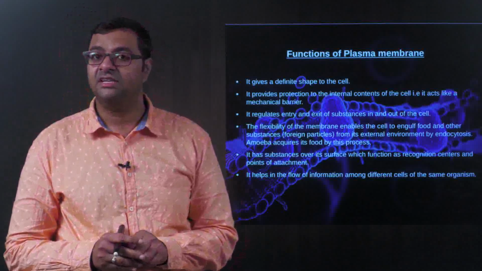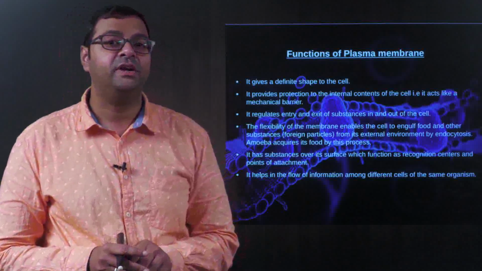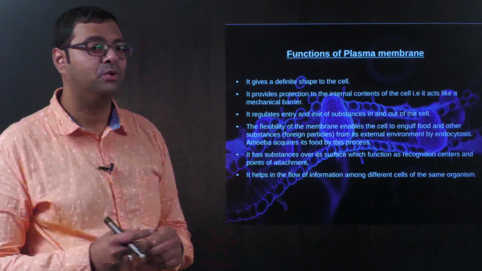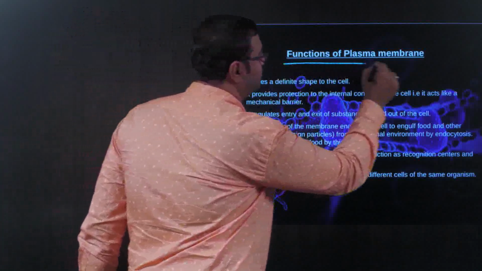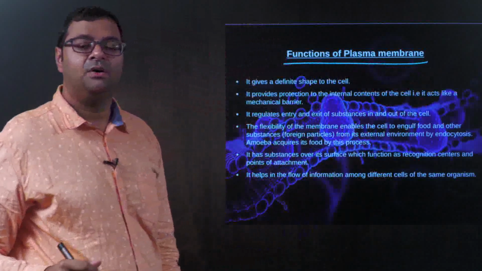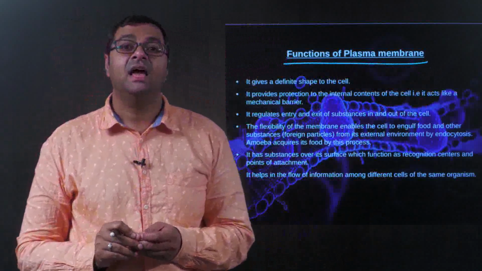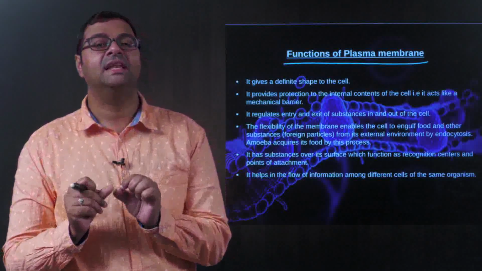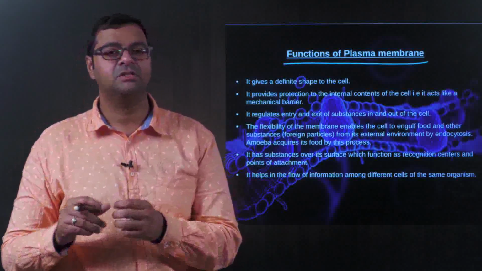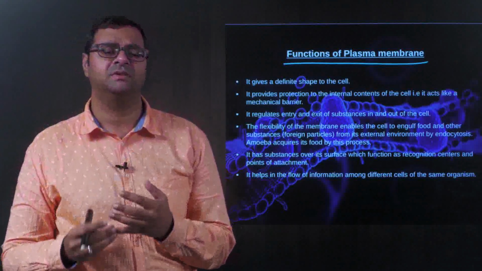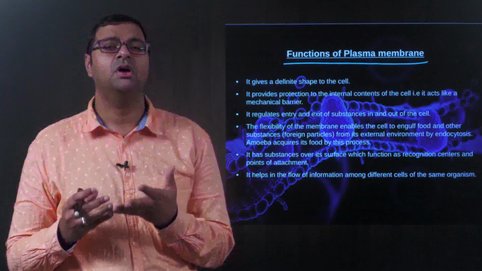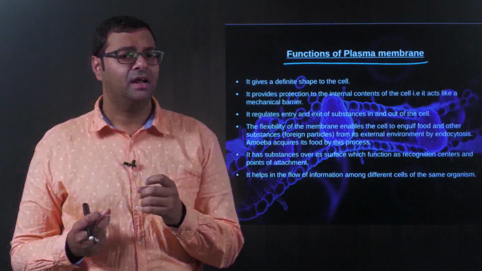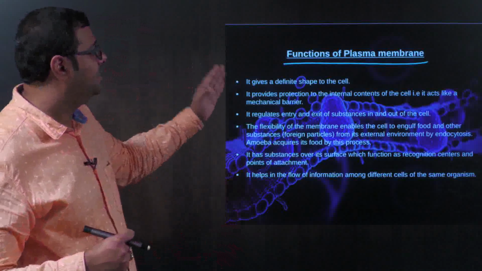Now in the previous session we looked at the introduction of plasma membrane. In this session we will be looking at the functions of plasma membrane. In the previous introductory class I told you about the plasma membrane being selectively permeable. That means it allows certain substances to come inside and certain substances to go out. It selects. Now let us get to the functions.